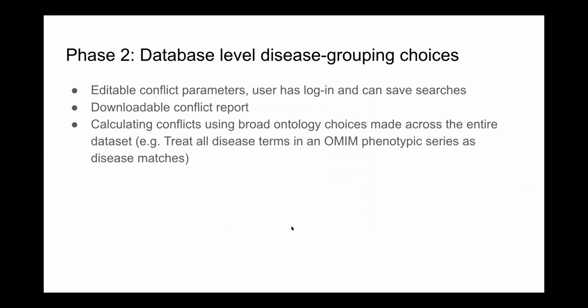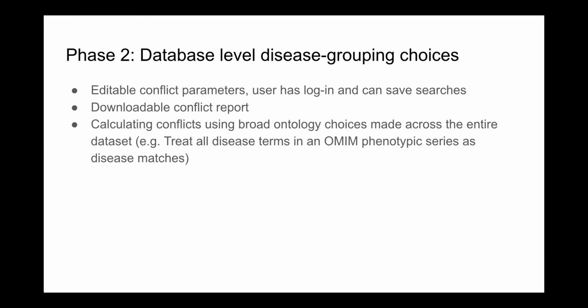So for phase 2, we're hoping to have database level disease grouping choices. So editable conflict parameters where a user has a login and can save their searches, and a downloadable conflict report. We're hoping to, instead of using exact gene, disease, mode of inheritance matches, to be able to use broad ontology choices made across the entire data set. So something like treat all disease terms in an OMIM phenotypic series as disease matches.